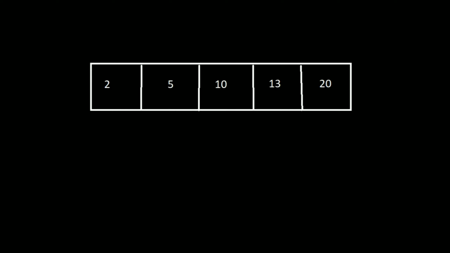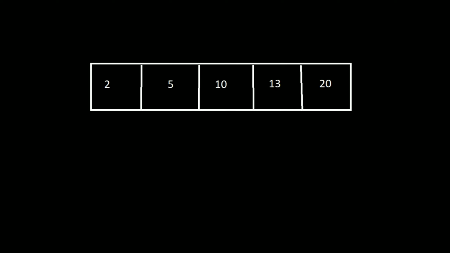Let's say for example you're given an array of integers 2, 5, 10, 13 and 20, and you're given a number, say for example 14. You are supposed to check if 14 belongs to the array or not. There are many ways to do this. You could compare 14 to each number of the array and check it, but that would be very time consuming and would not be the most efficient method. Binary search is way more efficient than that.